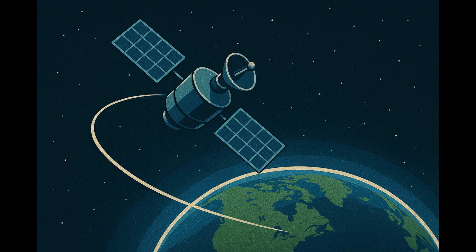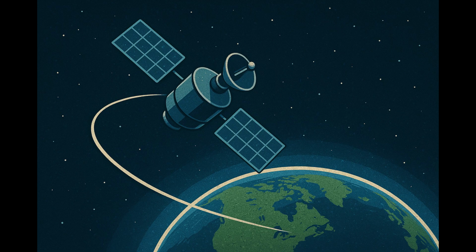Satellite lifespan and end of life. Most satellites have limited fuel and lifespan, usually 5 to 15 years. Once they run out of fuel or become outdated, they're either deorbited intentionally to burn up in the atmosphere, moved to a graveyard orbit for geostationary satellites, or become space junk, a growing problem in orbit. That's why modern designs now include re-entry plans and debris mitigation tech.